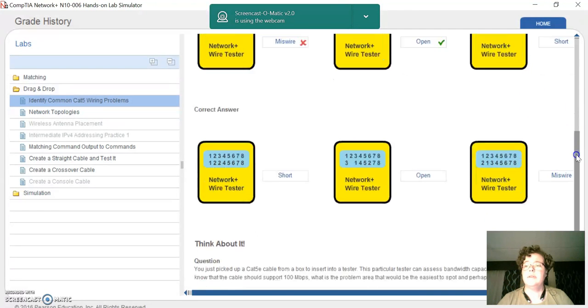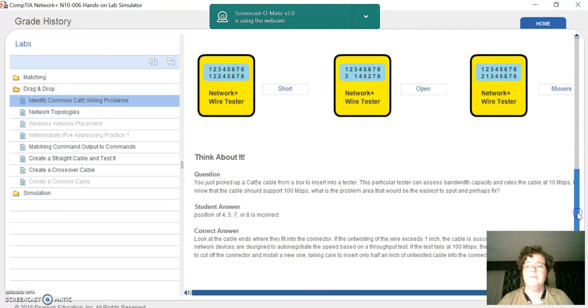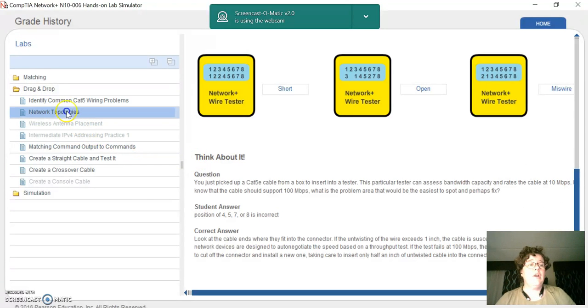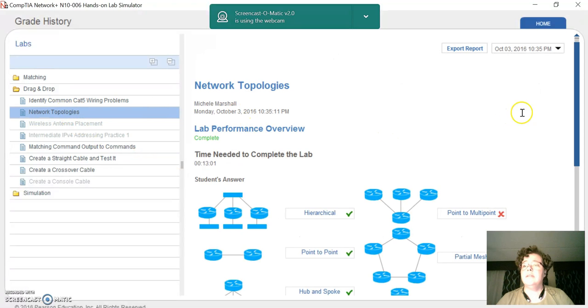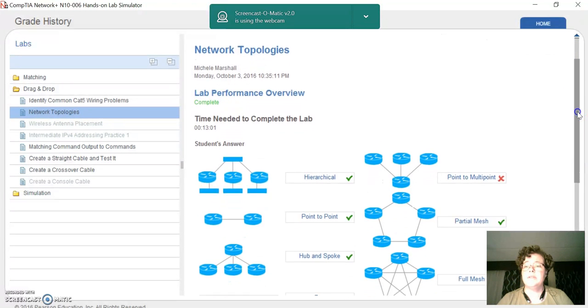I didn't do so well in this one. I found this to be fairly confusing. Next drag and drop was network topologies. This one wasn't too bad.